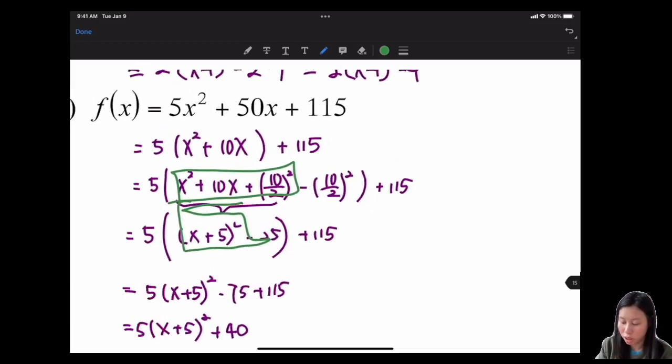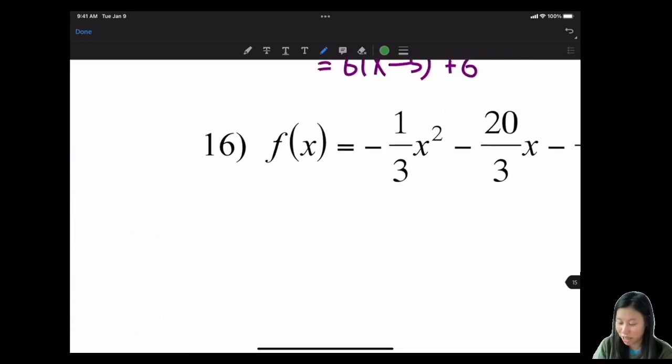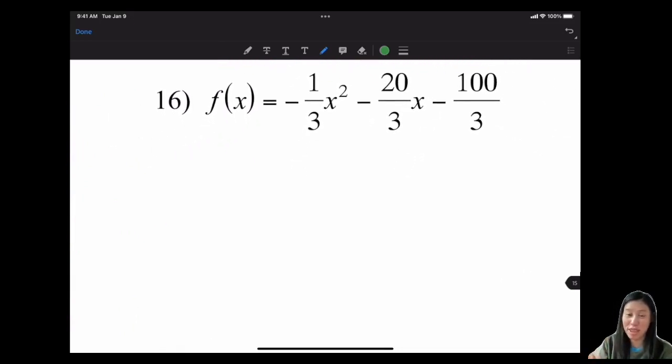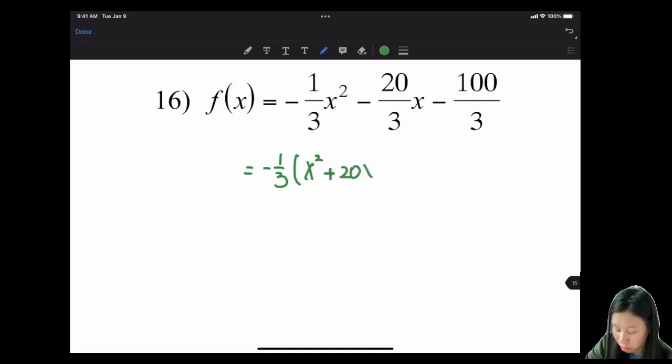Okay, last one, fraction. I know that we don't like fractions, but it's not as hard as you think. So first step is you want to factor 1/3. So when you factor 1/3, this is equal to negative 1/3. Actually, it's x squared plus what? Plus, because you factor in the negative sign, you have a 20x. Actually, this time I'm going to keep the 100 inside because, again, I don't want to see the fractions.